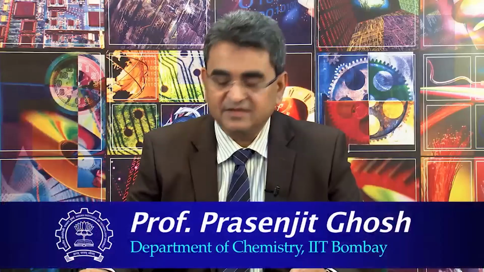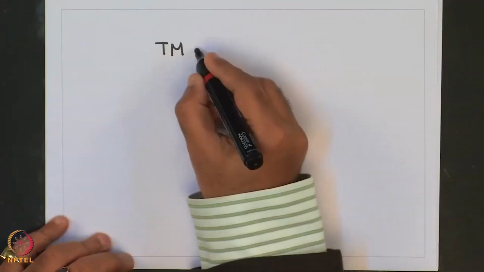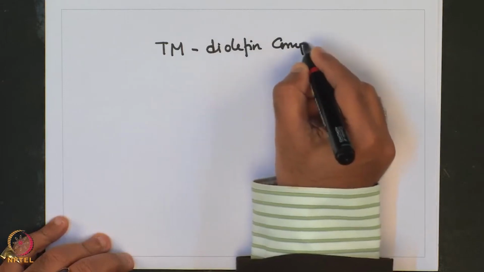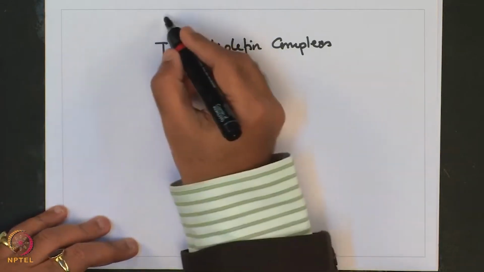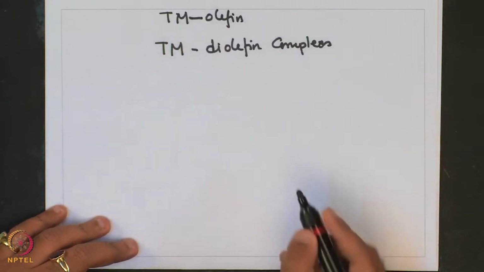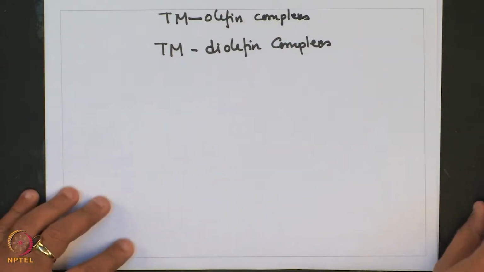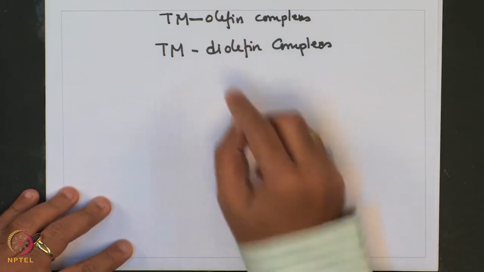Welcome to this lecture on transition metal organometallic chemistry from principles to applications. We have been discussing an important type of organometallic compounds, particularly the transition metal diolefin complexes, in the pretext of the transition metal olefin complex. What we had seen is that these transition metal diolefin complexes differ significantly from the transition metal olefin complex when this diolefin is conjugated.